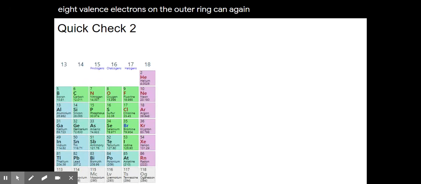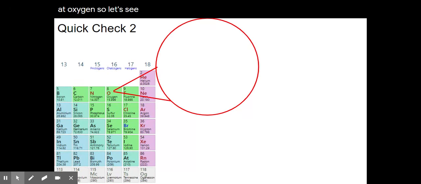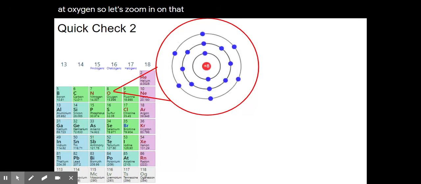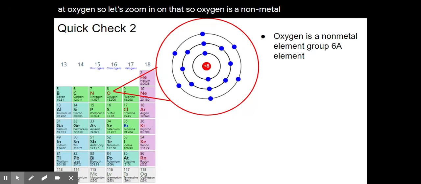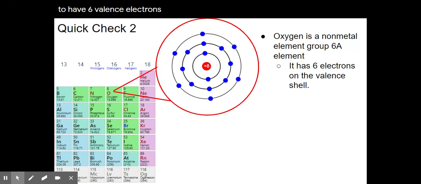Let's check in again. This time we're going to look at oxygen. So let's zoom in on that. Oxygen is a nonmetal in group 6A. It's going to have 6 valence electrons. Will it gain 2 more electrons to get up to 8, or will it lose these 6 to have 8 on a new ring?